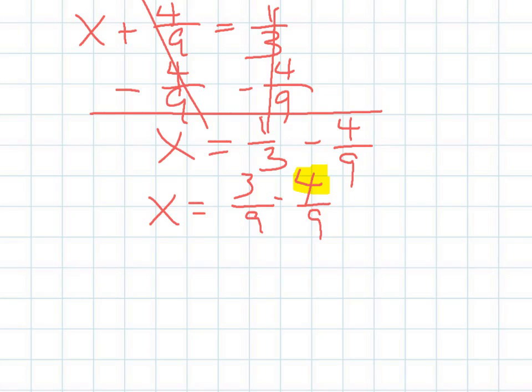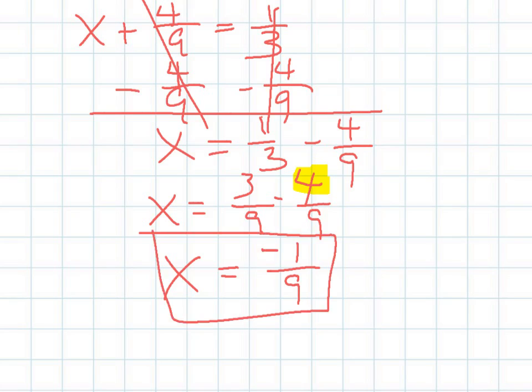If I combine them, I end up with 3 minus 4. Signs are different, so I subtract. 4 minus 3 is 1. Denominator is a 9. And since the 4 is higher, I take the negative sign in front of the 4. And my answer is x equals negative 1/9.